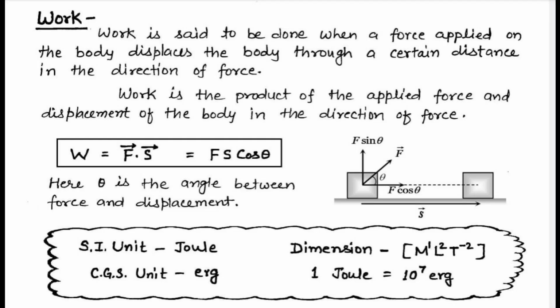You can see that the component of the force which is along the direction of the displacement is F cos theta. So work done is Fs cos theta. Cos theta means dot product of the vectors. So work done can be expressed as F vector dot S vector. The SI unit is joule for the work done and the CGS unit is erg. We can convert the joule into erg, that is 1 joule is equal to 10 raised to power 7 erg.